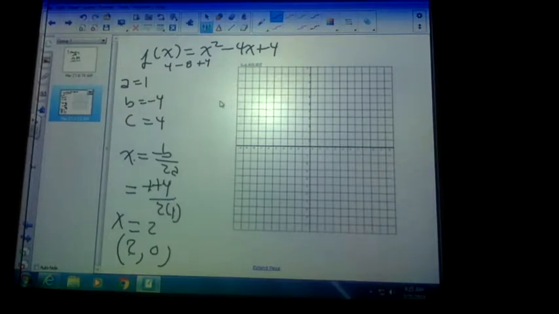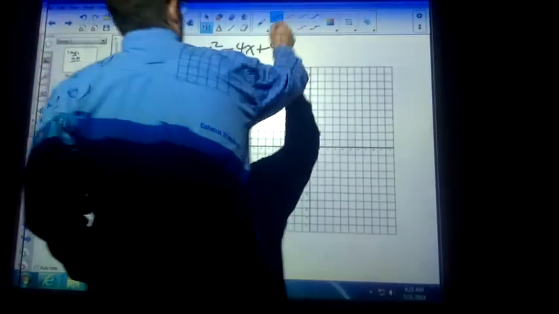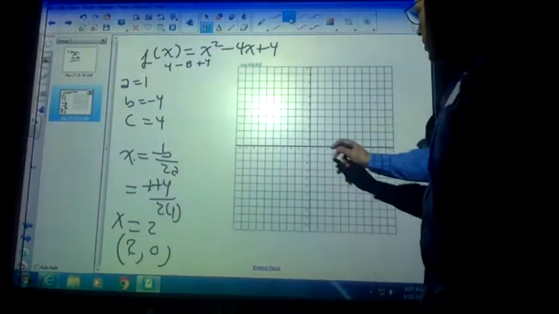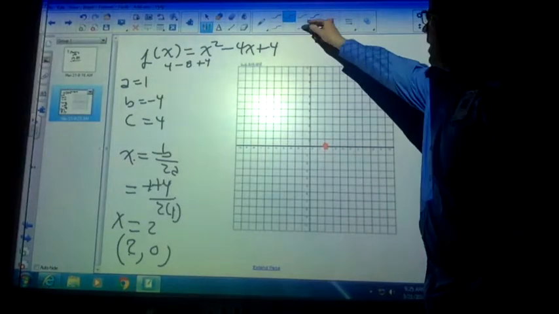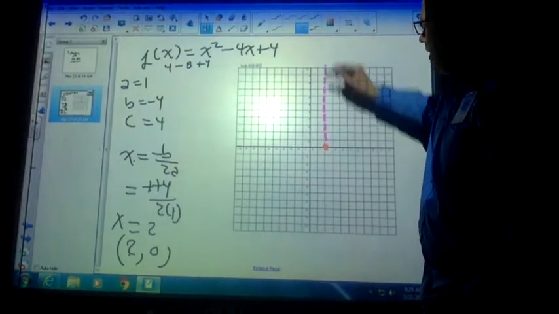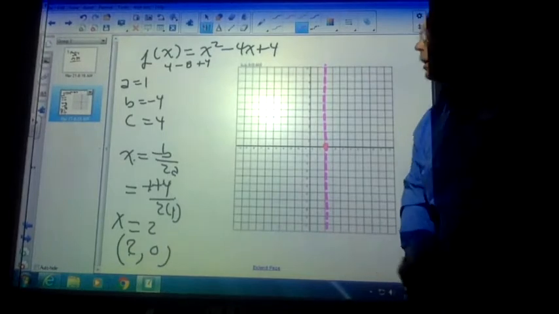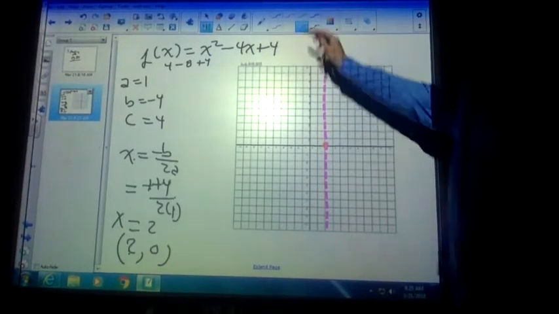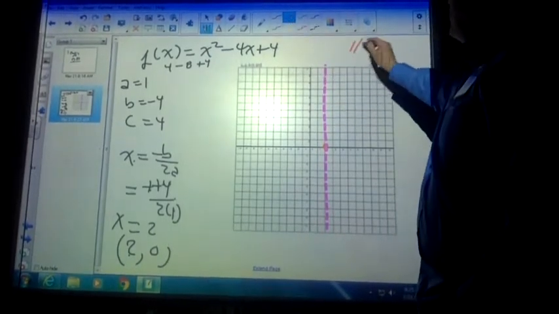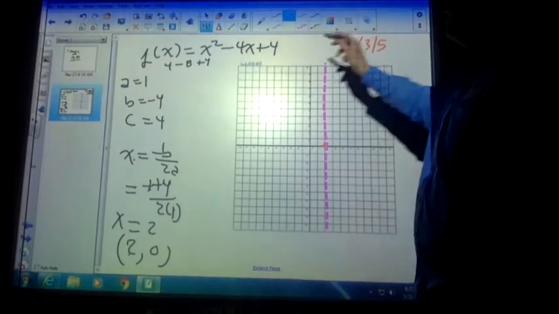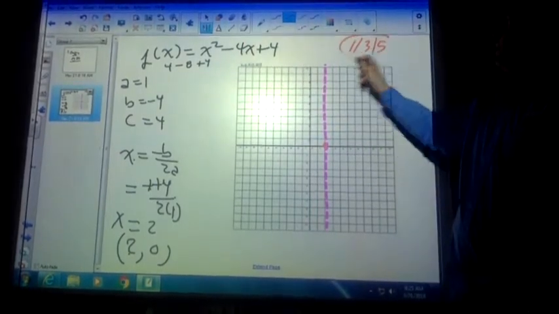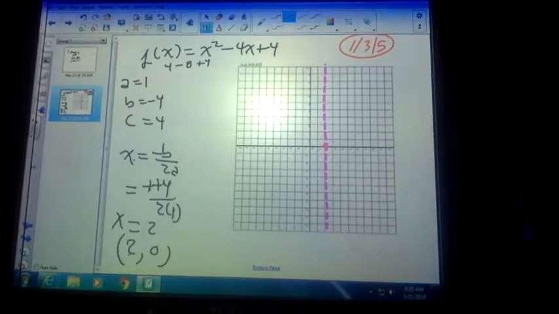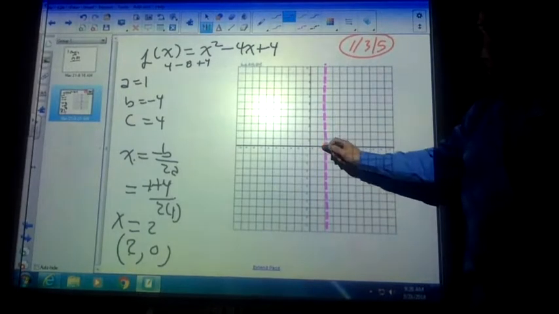All right, here we go. So my vertex is at 2 comma 0, so it's right there. My axis of symmetry is this imaginary line right here. And then we're going to use the 1, 3, 5. So the 1, 3, 5 is going to work nicely for us. What's my A value? 1. So does it grow by 1, 3, 5 without any problems? Yeah. So my vertex is there.